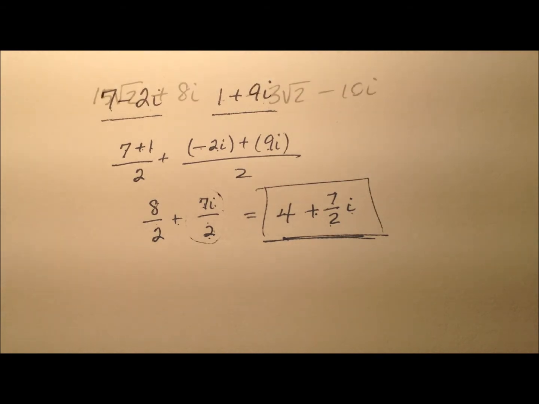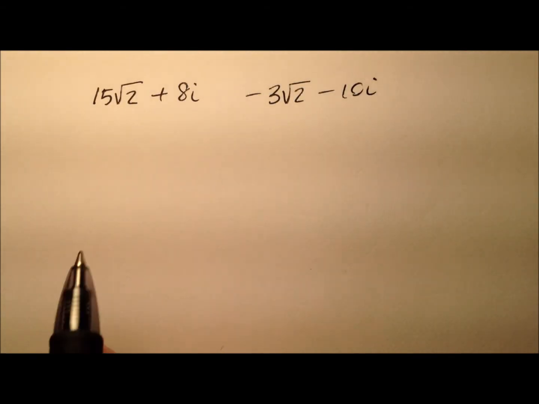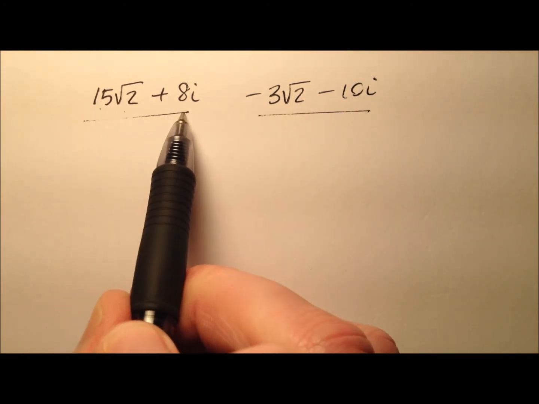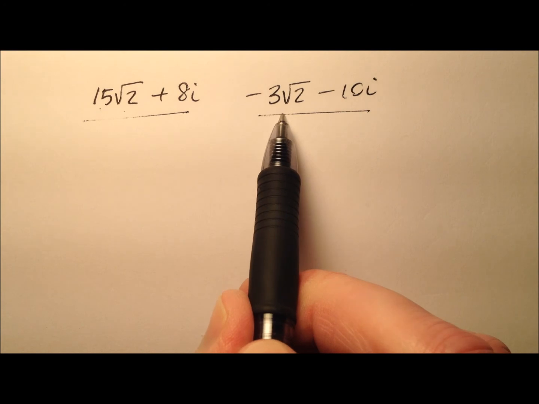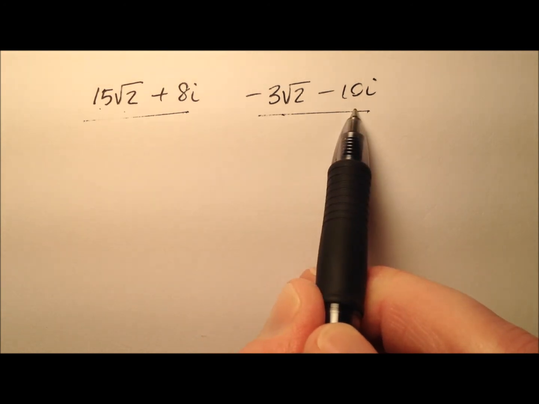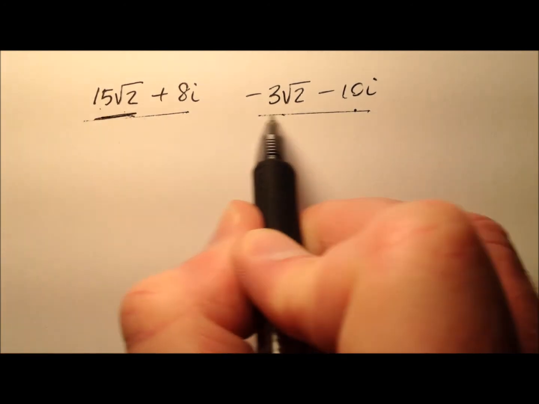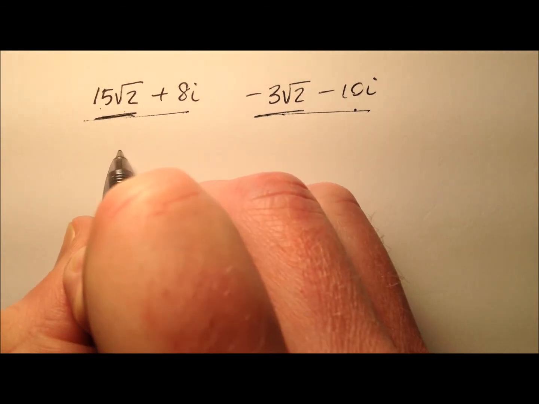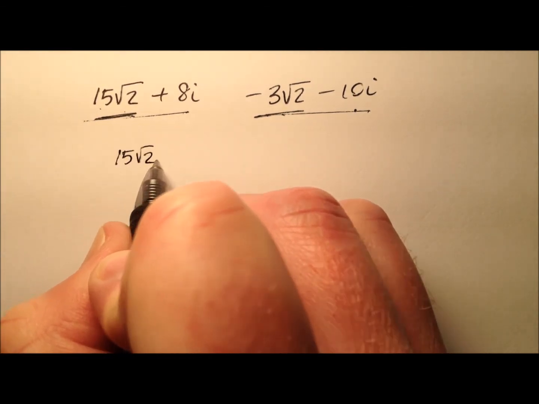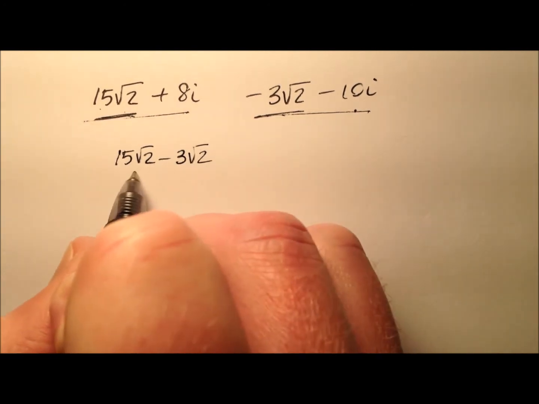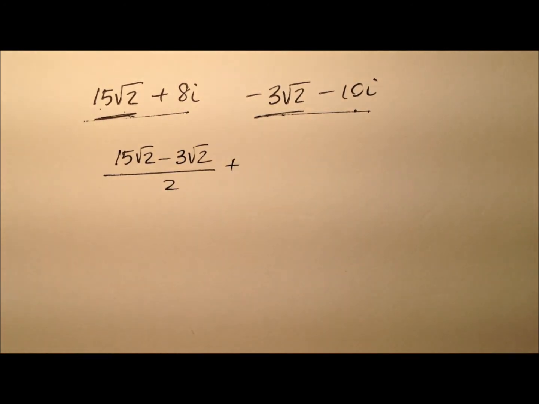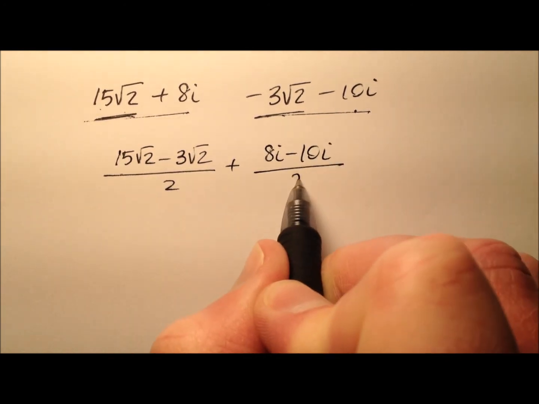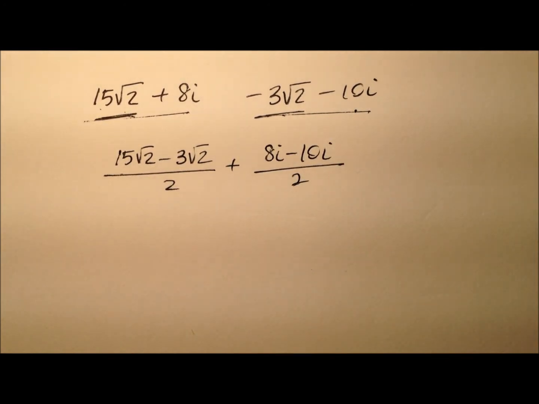And this complex number will be the midpoint for these two complex numbers in the complex plane. And for our third and final example, we have these two complex numbers, 15 radical 2 plus 8i, and -3 radical 2 minus 10i. And once again it is the average of the real parts and the average of the imaginary parts. So that'll be 15 radical 2 minus 3 radical 2 all over 2. And then we have 8i minus 10i all over 2.